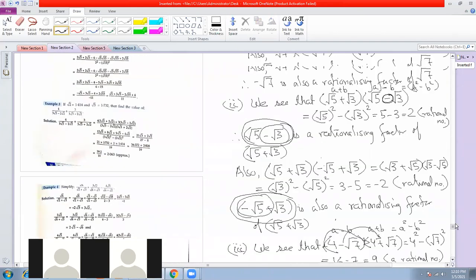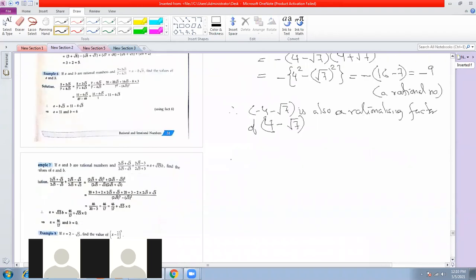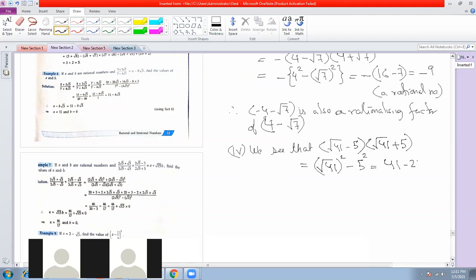Yes, sir. Last one. Root 41 minus 5. So we see that root 41 minus 5 is of the a minus b form, isn't it? So we multiply this by a plus b. Change the sign of 5. So what do we get? Root a square minus b square. This is 41 minus 25, which is 16, a rational number.